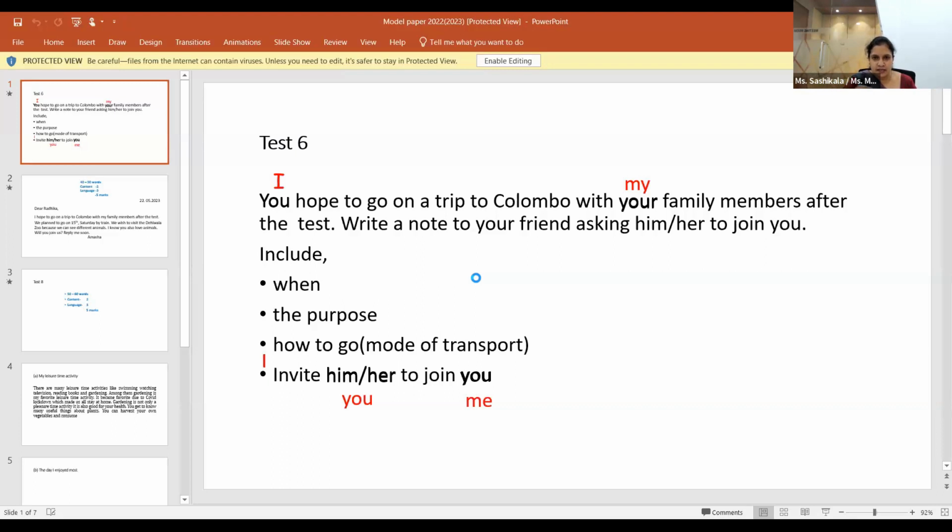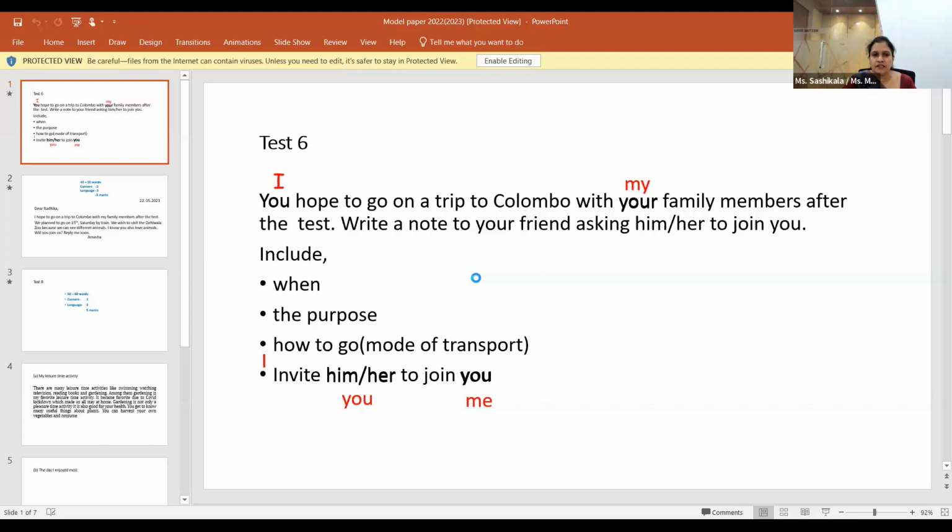Right, I'll read out the note once again. I think you can see the components here. I have added the date because I want to mention when I write it. Okay, and then I address the person I want to write it to. Dear Radhika, I hope to go on a trip to Colombo with my family members after the test. So I changed the sentence given in the question to write my note. And then I added the necessary information expected for the answer. The date and how I go.